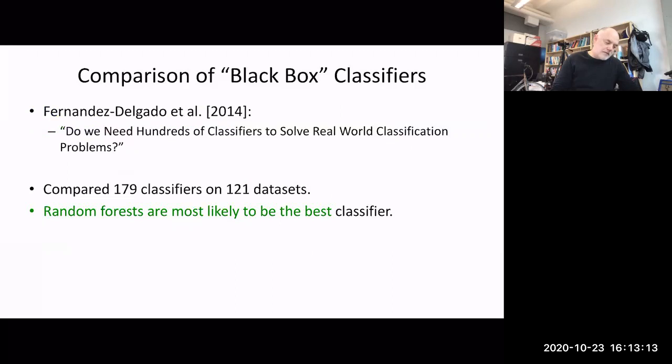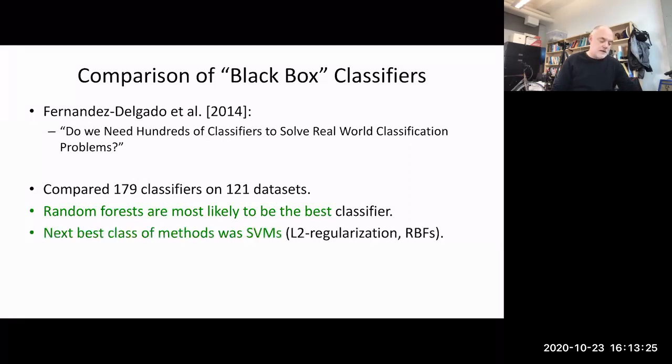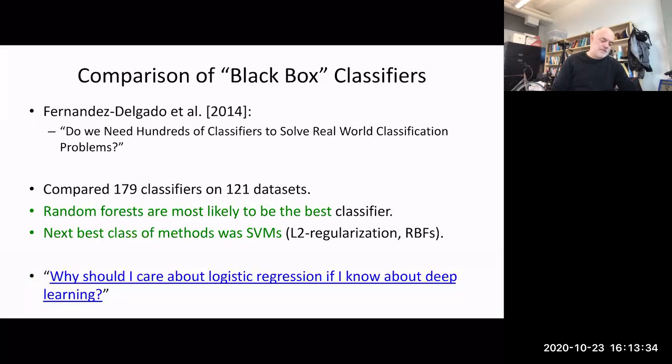So in this paper that we talked about from Fernandez Delgado et al. in 2014, "Do we need hundreds of classifiers to solve real world classification problems?", they looked at a bunch of classifiers and a bunch of data sets. Random forests were the most likely to be the best classifier. The next best class of methods was support vector machines, particularly with L2 regularization and using radial basis functions.